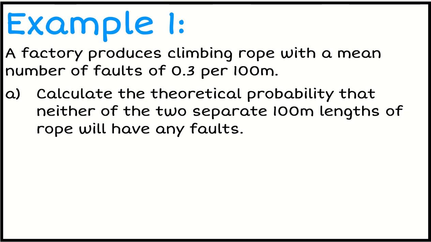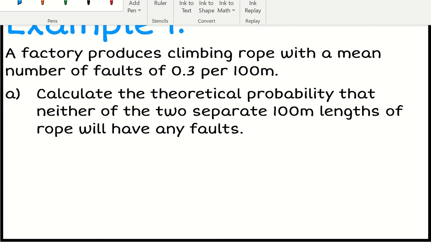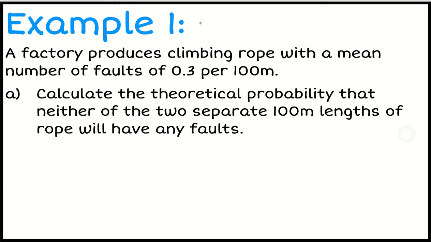We've got a factory making rope with a mean number of faults of 0.3 per 100 metres. So my mean is equal to 0.3 faults. Now remember with Poisson, the mean is equal to the rate. So our rate is 0.3 faults per 100 metres.